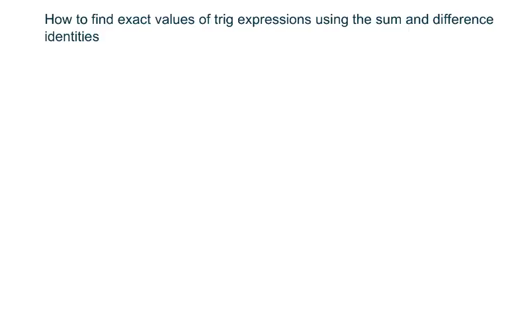Hi everyone. We're going to find the exact value of four problems here. The first one we have is cosine of 5 pi over 12.